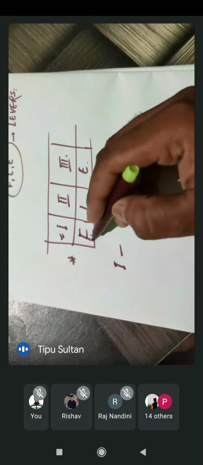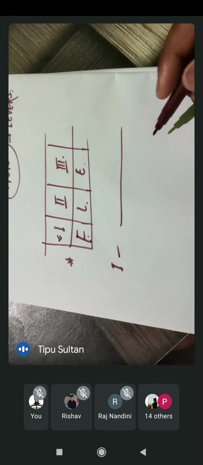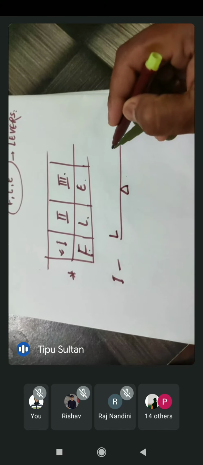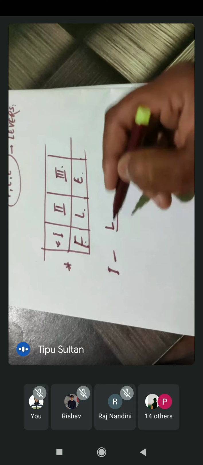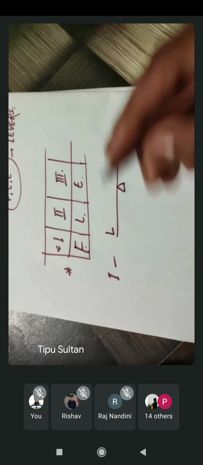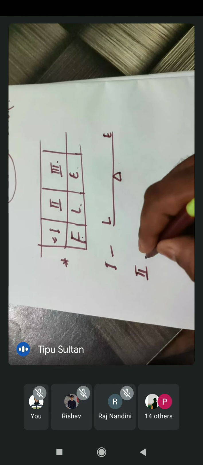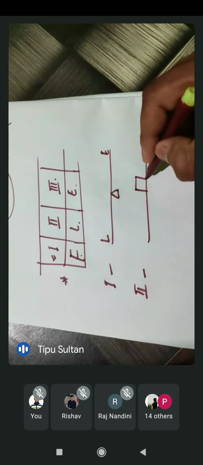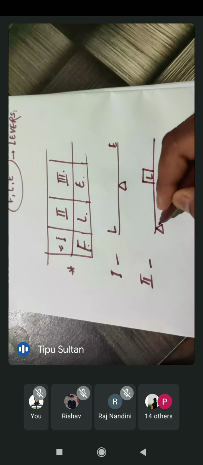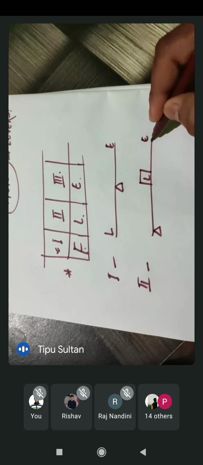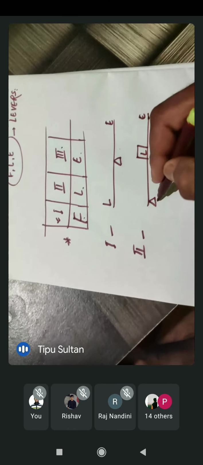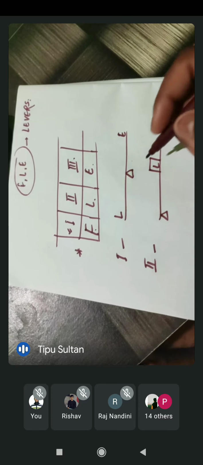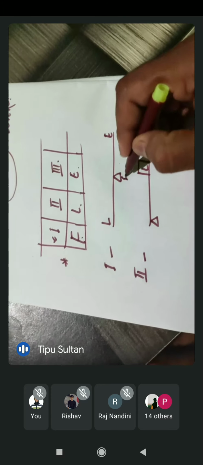So in class 1, F means fulcrum is in the middle. So this will be the fulcrum. Either load that side and effort that side, or effort that side and load that side, you can write. Again, class 2 type of lever. What is in the middle? Load is in the middle. It means load will be there, and fulcrum is there and effort will be there. Only remember the thing which is present in the middle.